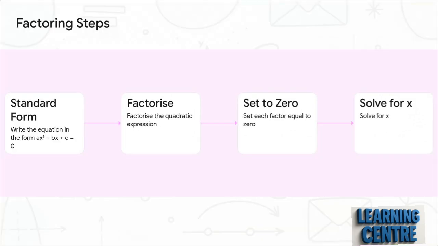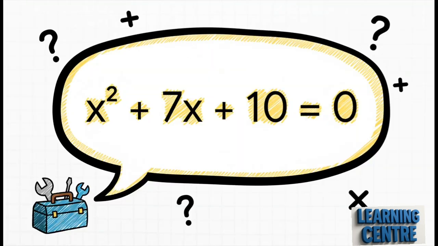The process is a really simple four-step dance. First, you've got to make sure everything is on one side of the equal sign set to 0. Step 2, you break the expression down into two factors, two sets of parentheses. Step 3, you take each of those parentheses and set them equal to 0 on their own. And finally, step 4, you just solve those two little mini equations. That's it. All right, let's get our hands dirty with a classic example.